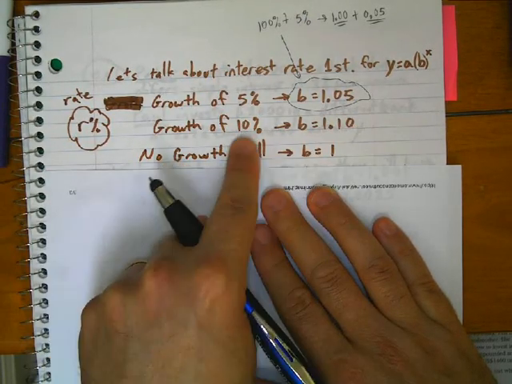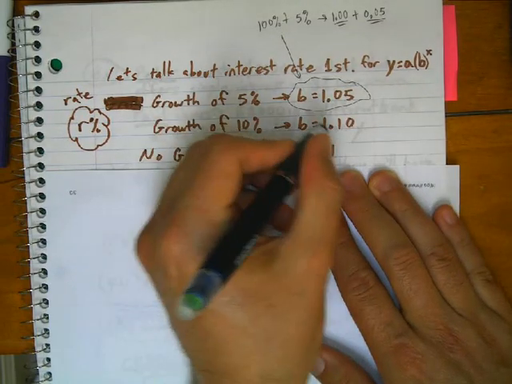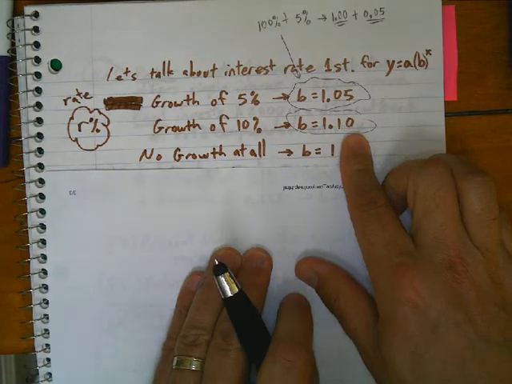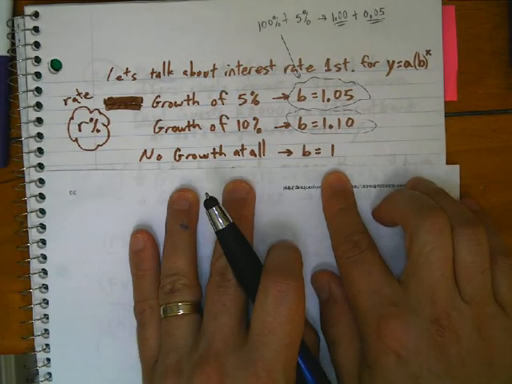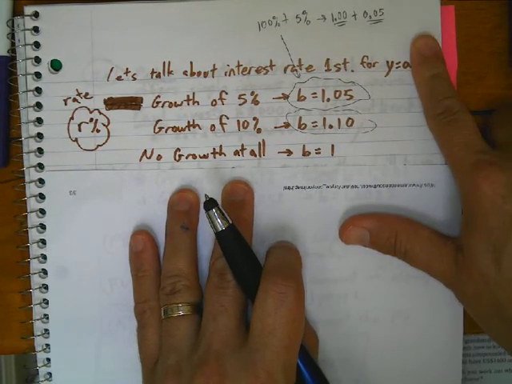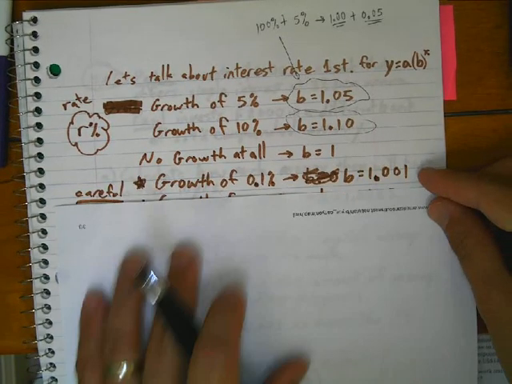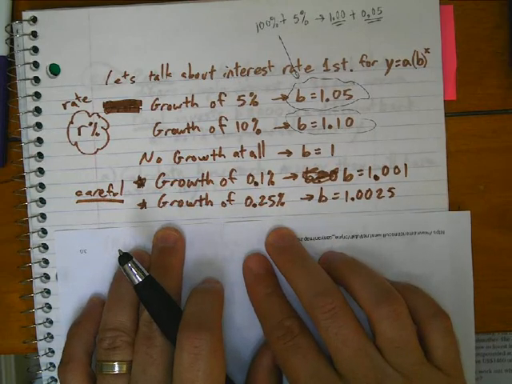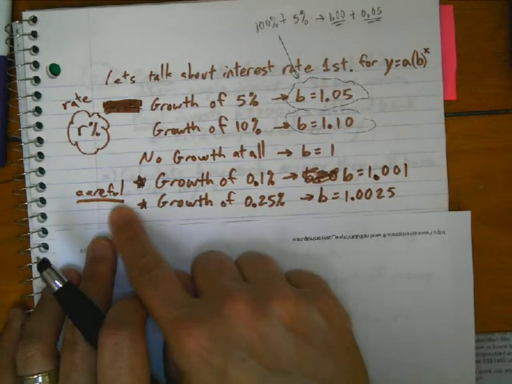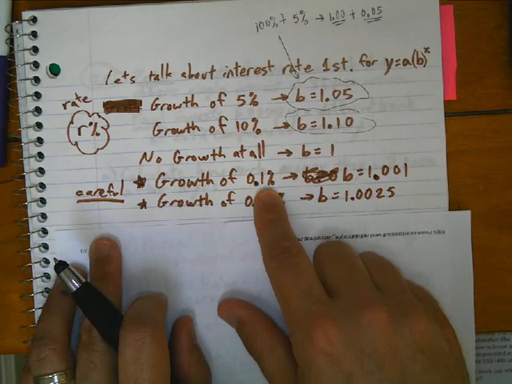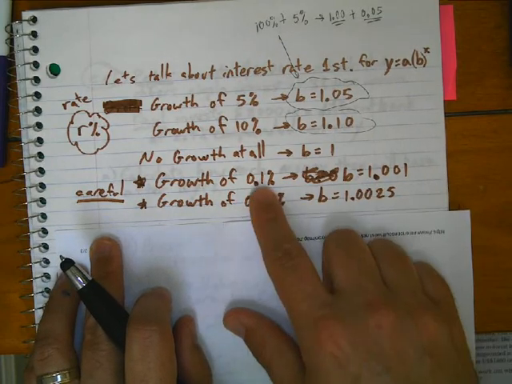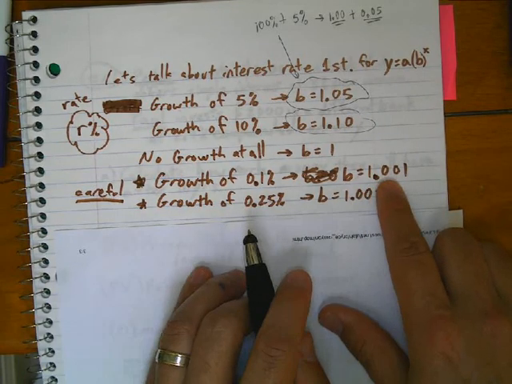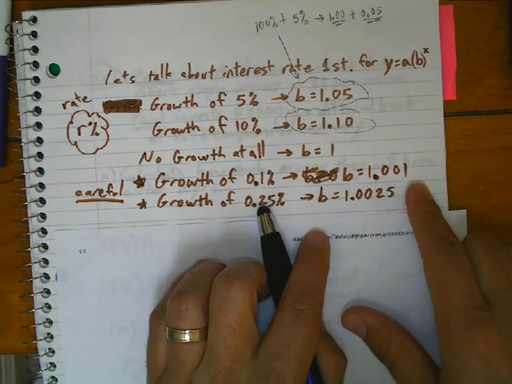If it's growing 10%, this one is from 100%, and this is the 10% growth. If there's no growth at all, b is 1, right? If b is 1, then it never changes, right? These two examples are ones that I see a lot of students make mistakes in with decimals. If it's growing 0.1%, that means if I move the decimal place 2 over, it's really growing 0.001. You may want to pause and think about that.